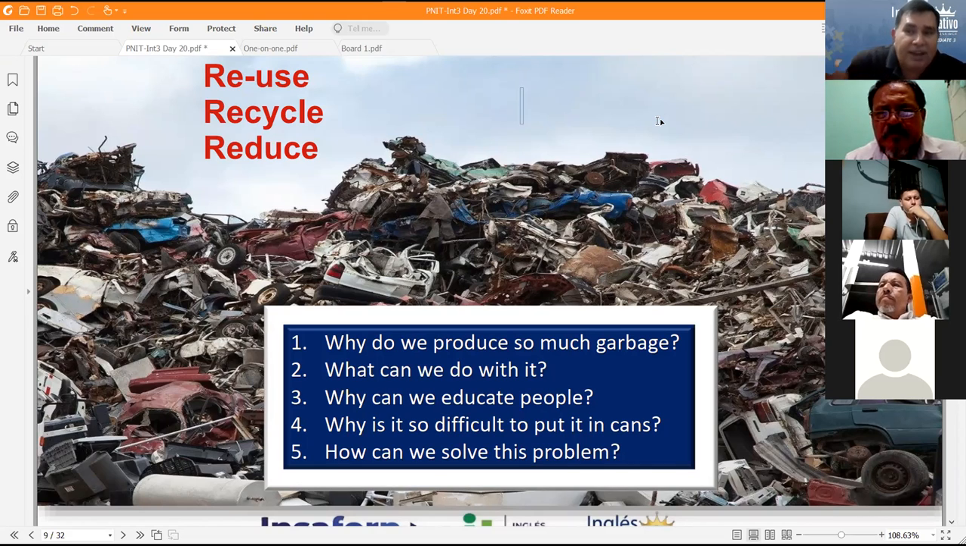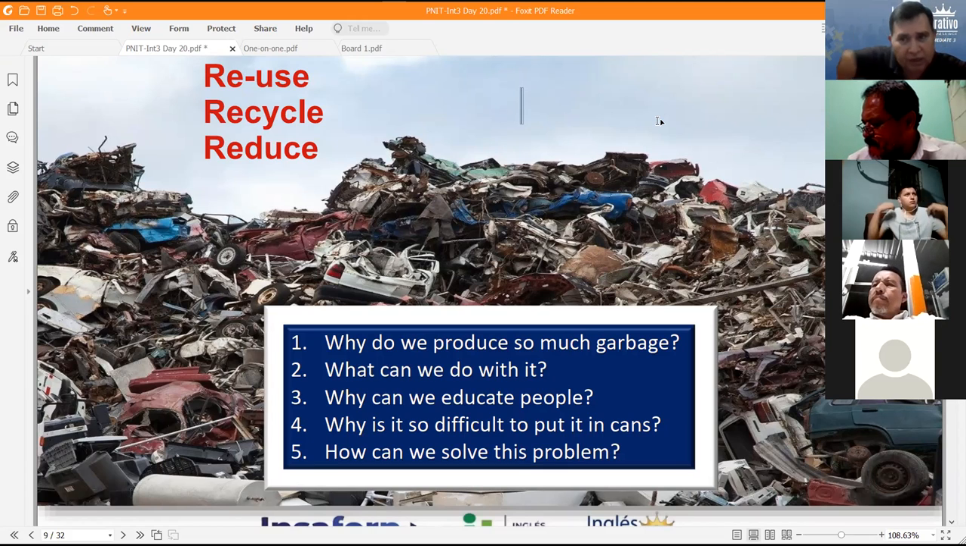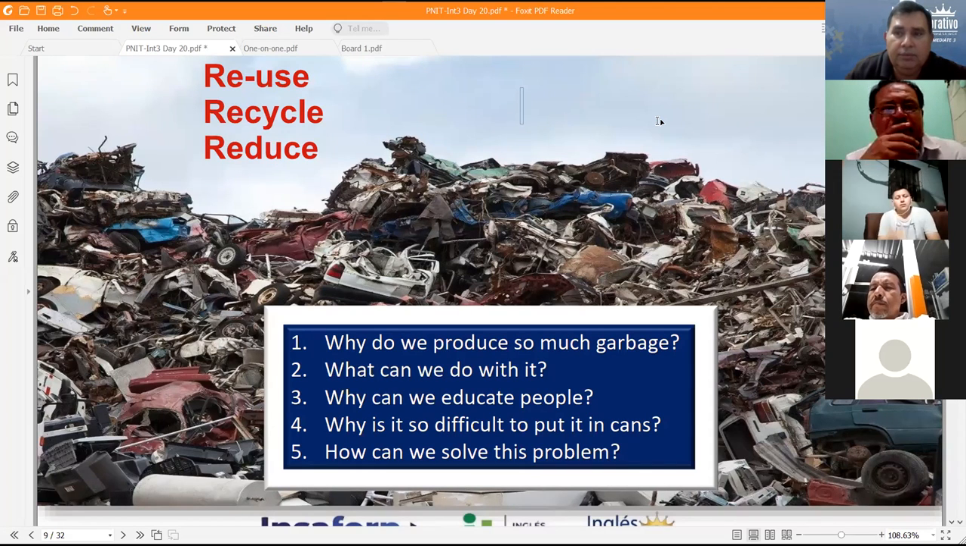And also placing the garbage high, not on the floor, because if we throw the garbage on the floor, the dogs come and they open it. But if the garbage is high, the dogs cannot reach the garbage. So that is something else that we don't have, okay?